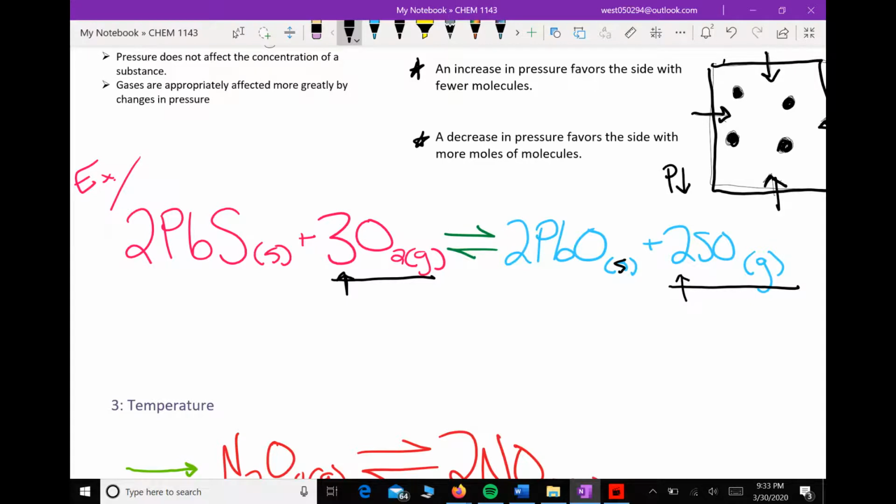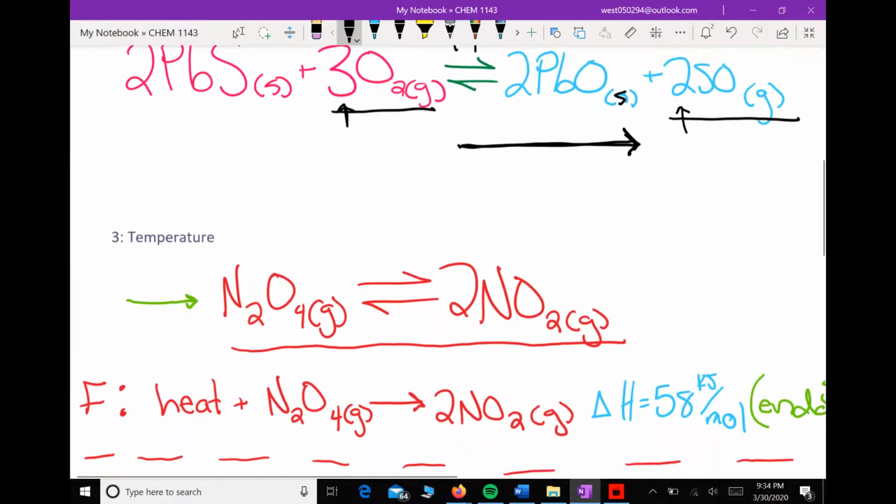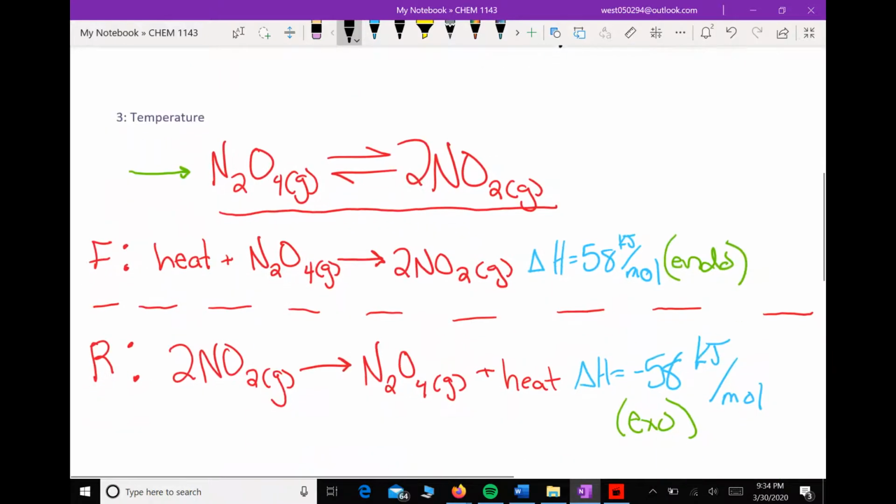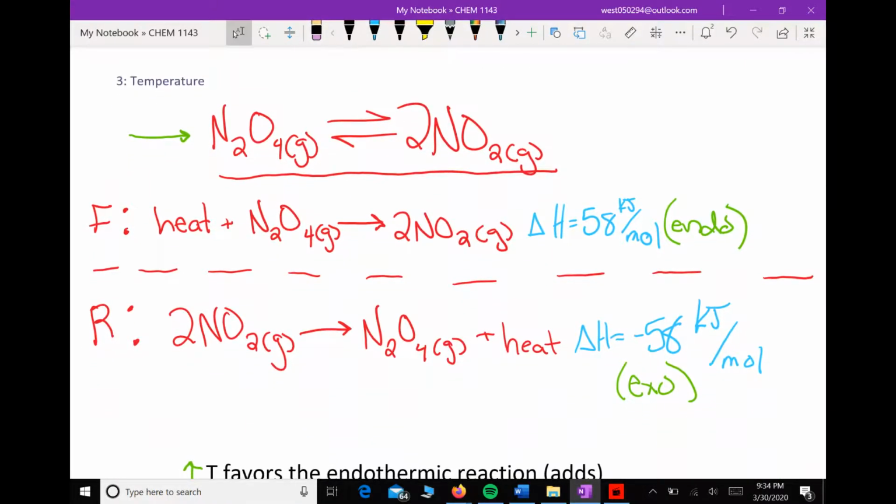LeChatelier's principle states that the equilibrium will shift to the right, to the side with fewer molecules, when we increase the pressure of this reaction. So when we increase the pressure, our equilibrium will shift to the right, to the side with fewer gas molecules.